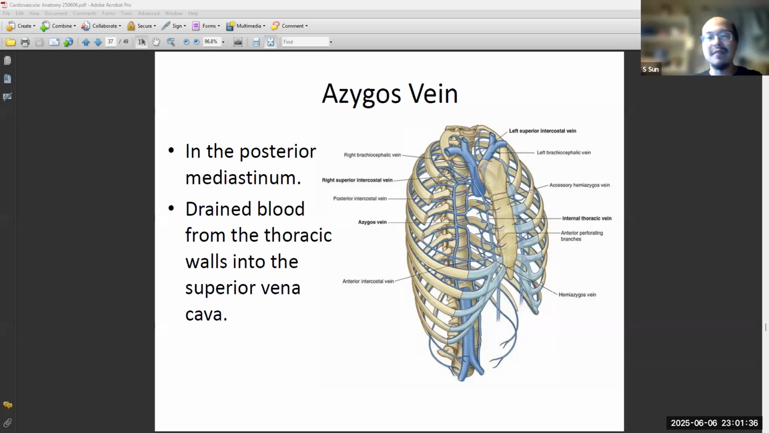So that is the venous system in the upper portion of the body, and they basically all drain the blood into the superior vena cava.